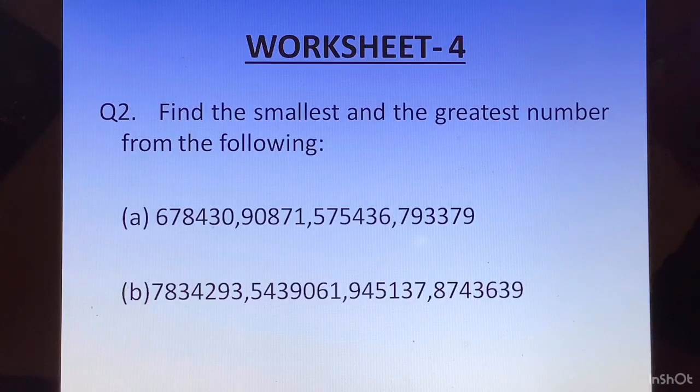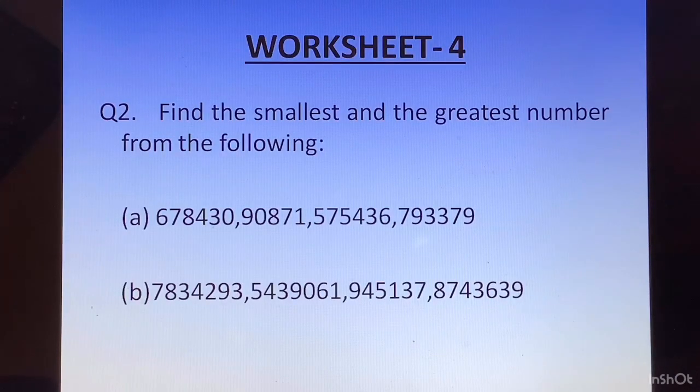Question number 2. Find the smallest and the greatest number from the following. Here, you don't have to actually write the entire thing in ascending order to find that. Just find the smallest number. Come, let's look at the numbers. The A part has 678430. Next number is 90871. Next is 575436 and the last number given is 793379. In this, both the rules will be used. To find the smallest number, we will use the first rule about number of digits, and to find the greatest number, we will use the second rule.